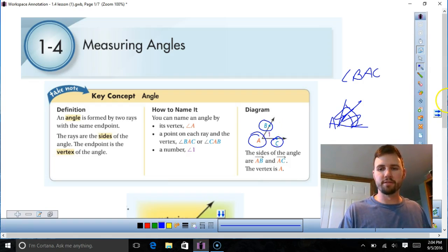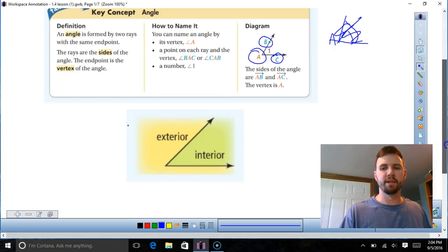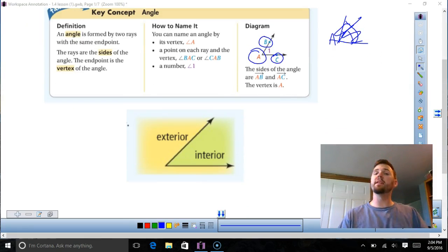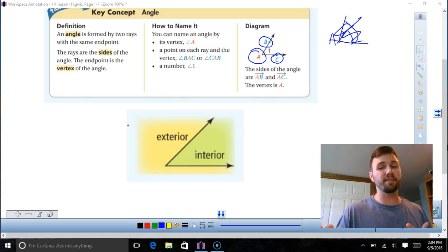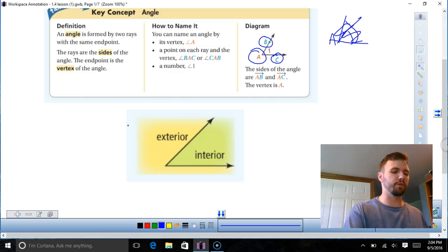And in an angle, you have an interior and an exterior. The interior is on the inside, the exterior is on the outside. I don't reference this very much because you could actually argue it the other way around. But I digress. Let's go onward and upwards.